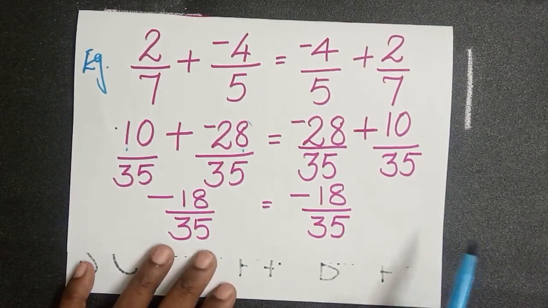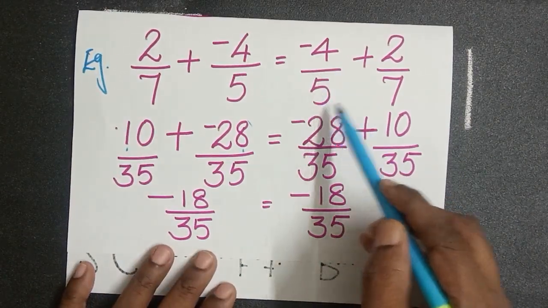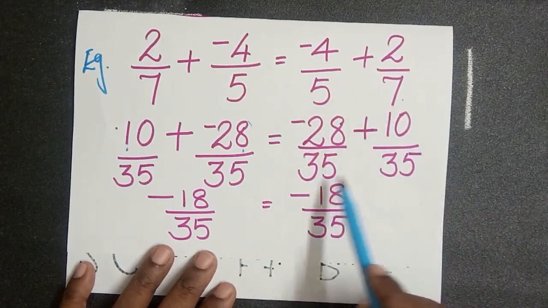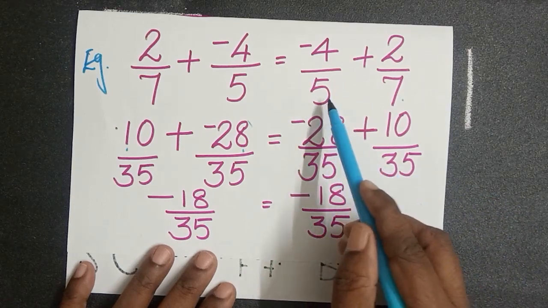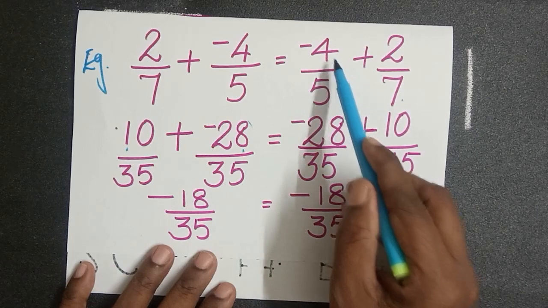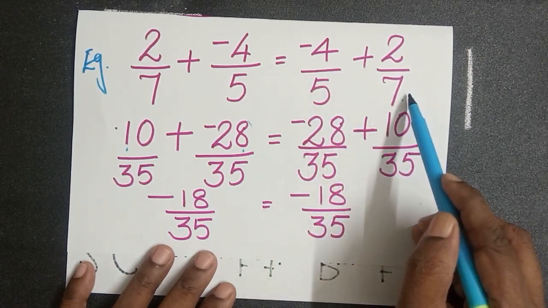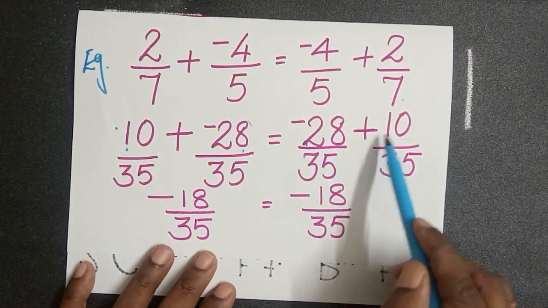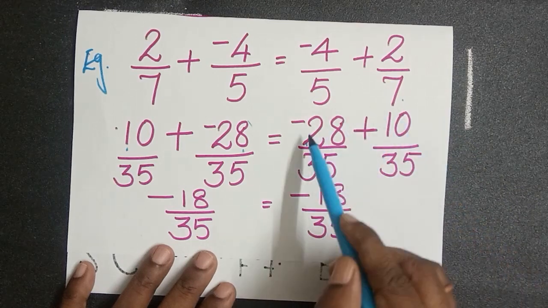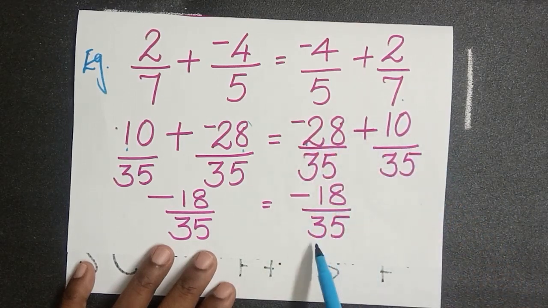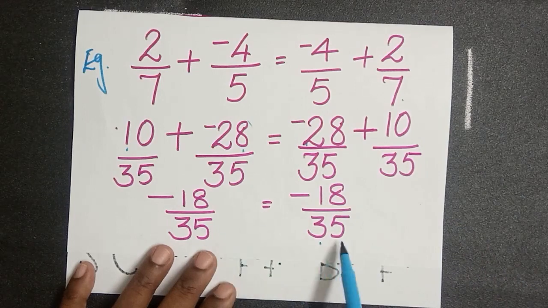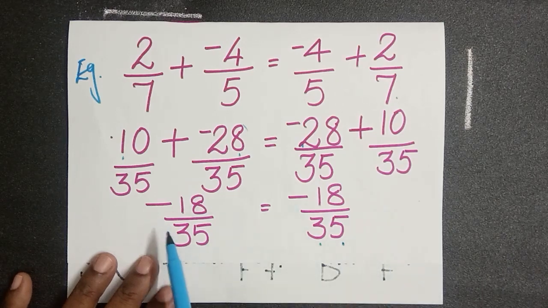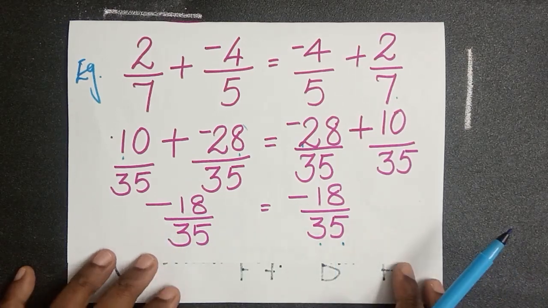If we change their order, if I write minus 4 upon 5 first and 2 upon 7 second, same principle to follow. Find the LCM of 5 and 7, that is 35. 5 7s are 35, so here 7 4s are 28. And here 7 5s are 35, so 2 5s are 10. Again, minus 28 upon 35 plus 10 upon 35. Find the difference because they are of different sign. You got minus 18 upon 35. In both the cases, you got the same answer. This property of rational numbers is called commutative property for addition.